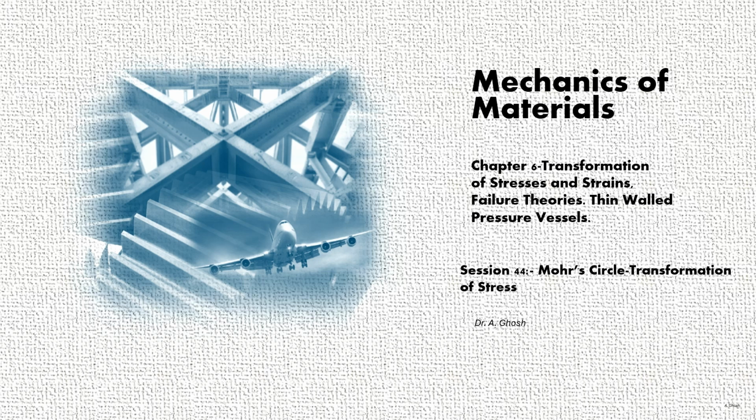In chapter 6, we are discussing transformation of stresses and strains, failure theories, and thin-walled pressure vessels. This is the second session in chapter 6 and the 44th session overall. Here we will discuss transformation of stress using Mohr's circle.